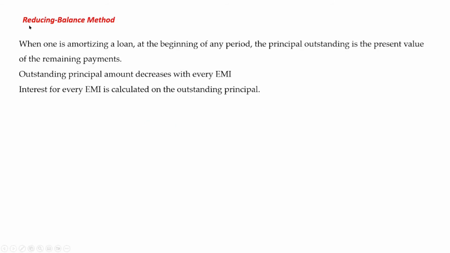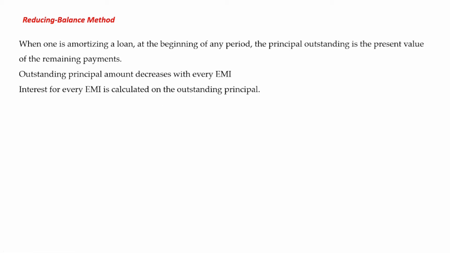The next method which is used to calculate EMI is the reducing balance method. According to this method, if a person is amortizing a loan, at the beginning of any period the principal outstanding is the present value of the remaining payments. So this reducing balance method is done based on this concept. The other features of this method include: the outstanding principal amount decreases with every EMI, and the interest for every EMI is calculated on the outstanding principal.